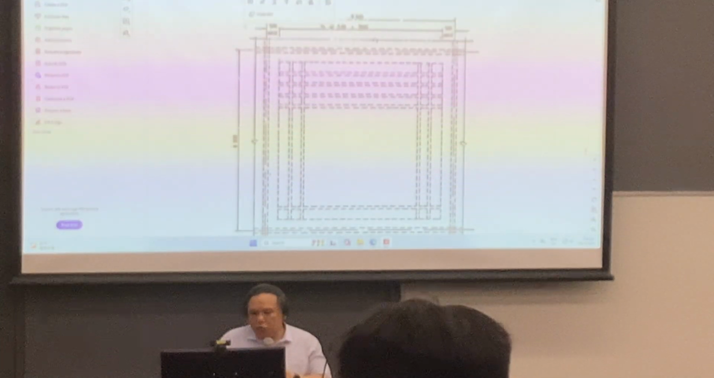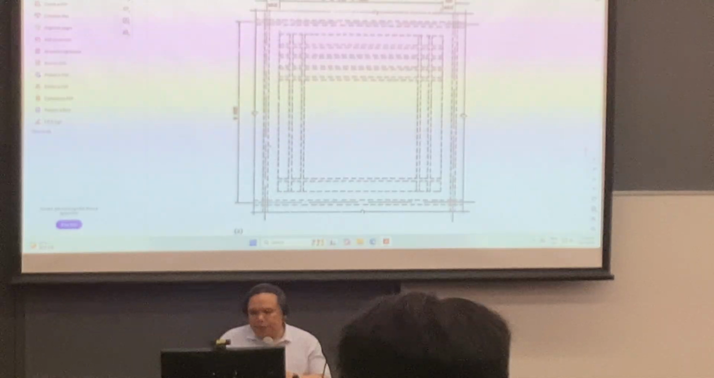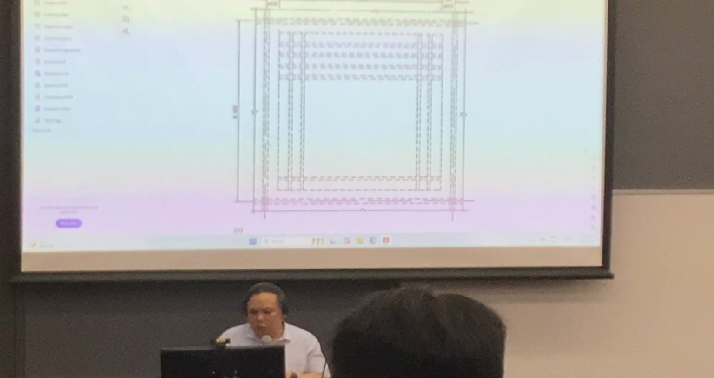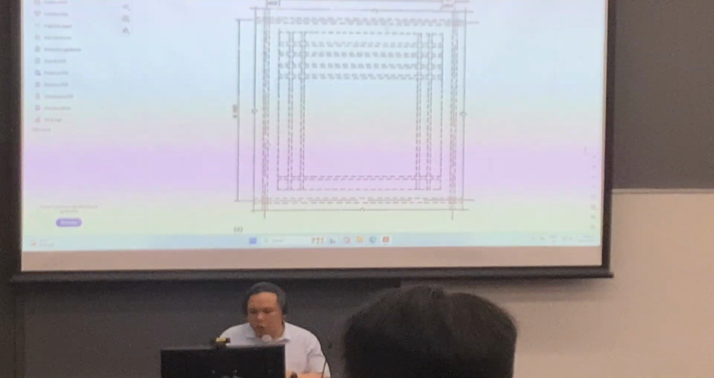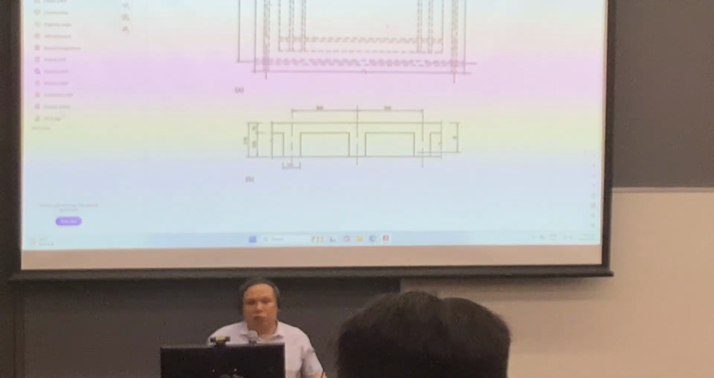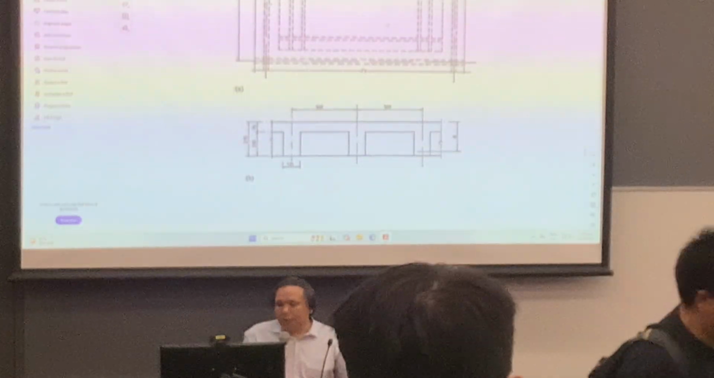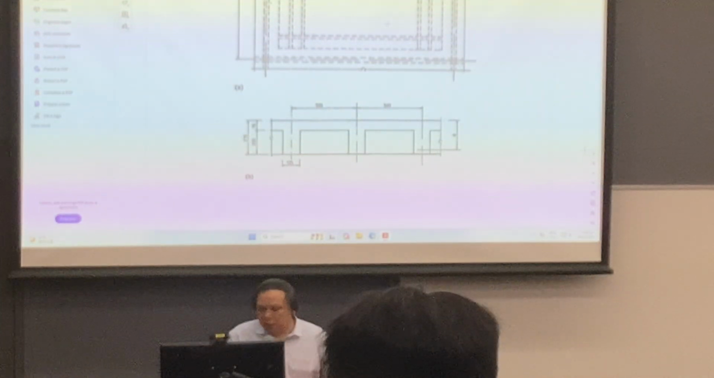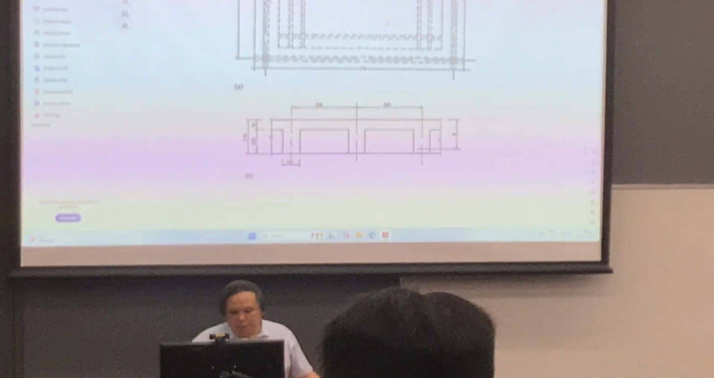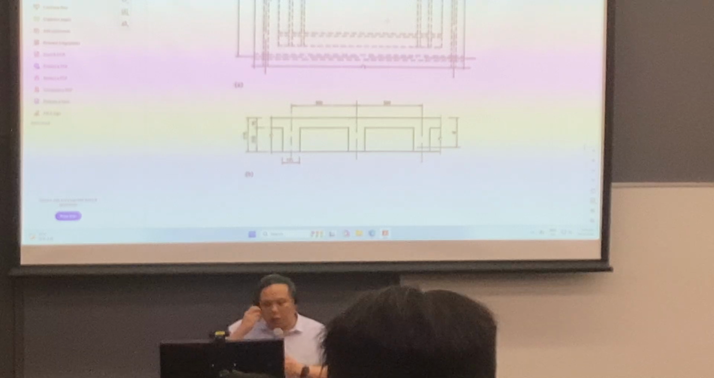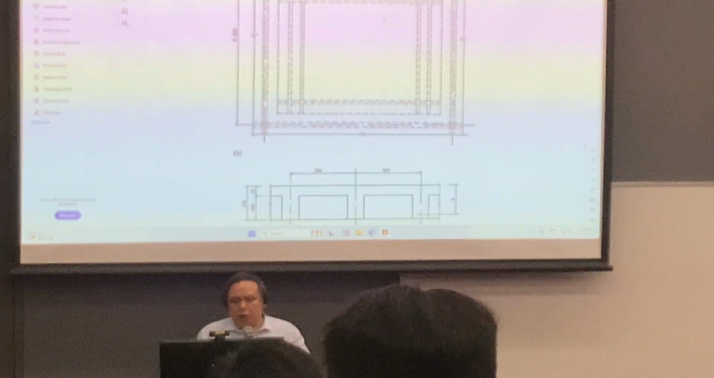Okay, so you can see that you have the ribs here, on both x and y directions. The spacing between the ribs is equal to 500 mm, the topping is 75 mm, and the rib depth below the topping is 200. So here we are going to design for the ribbed slab.